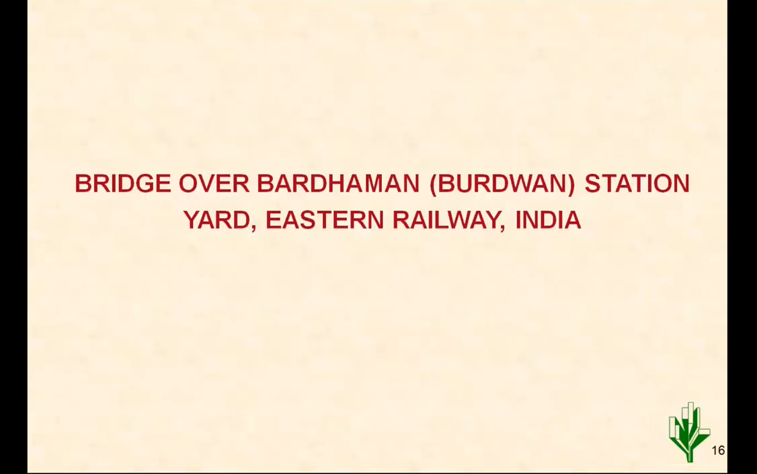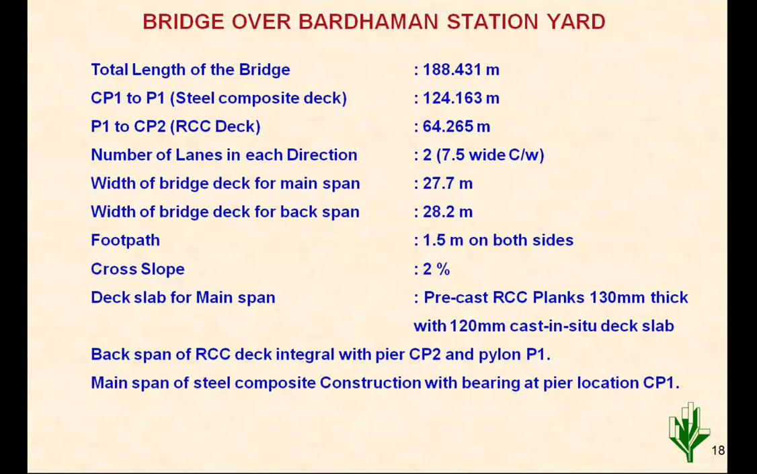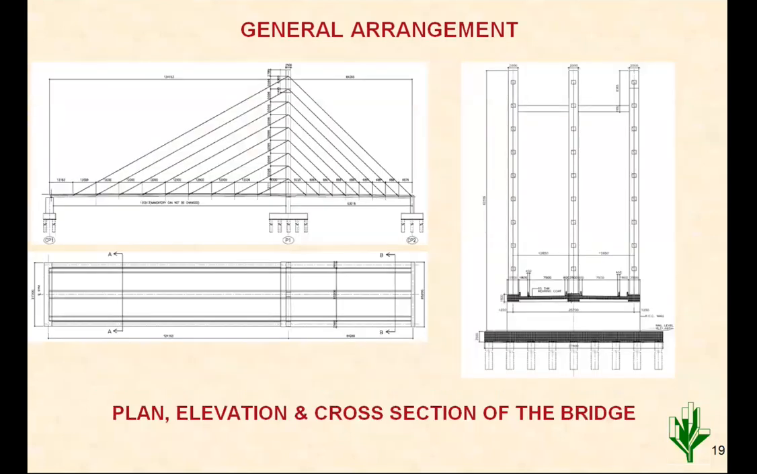Now we'll move to the second bridge, and this is similar to whatever has been done at Nagpur. This is at Bardhaman station on Eastern Railway, in West Bengal. The situation here is very similar. First I'll show the slide. If you see, there is a railway line, almost 14 or 15 railway tracks are there, and the pylon is built outside the railway tracks.